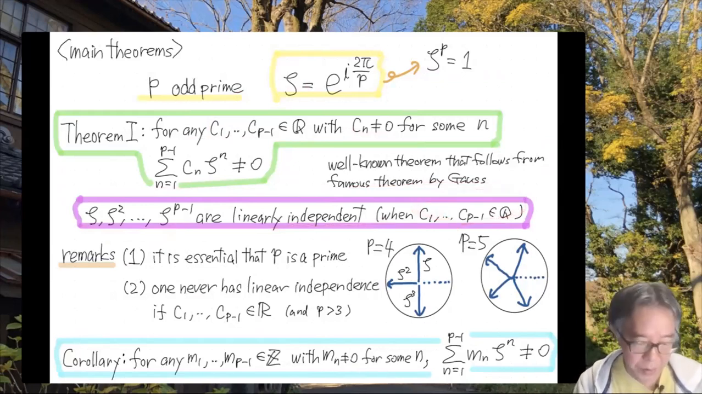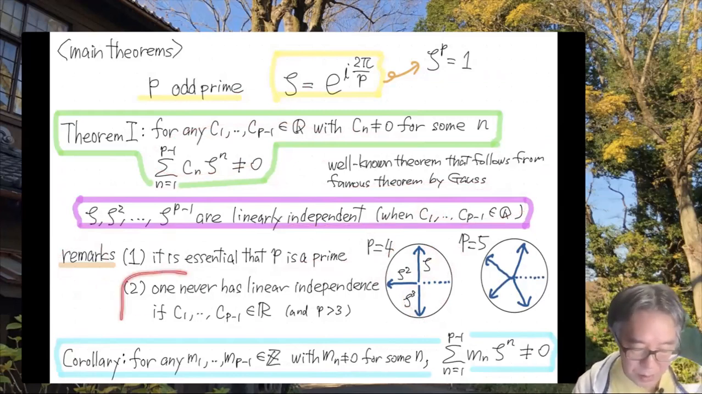And here are very important remarks. First of all, it is essential that p is a prime. So consider the case p is 4, which is not a prime. Then theta is i, and this is -1, and this is -i. And in this case, you find that theta plus theta cubed is 0. So this theorem does not hold. And so, of course, it's essential that p is a prime.